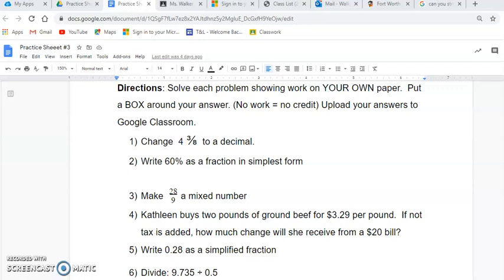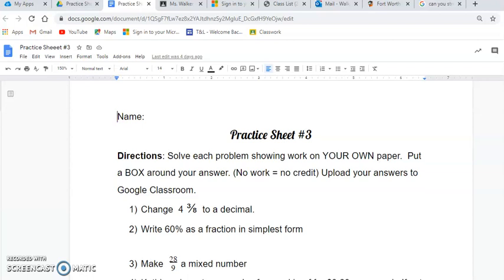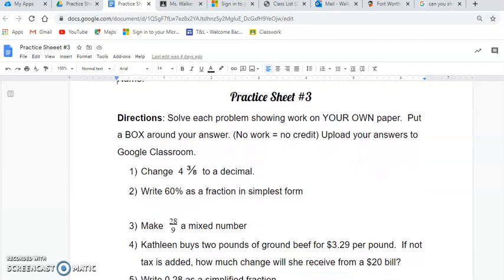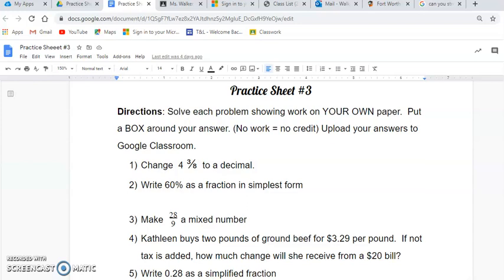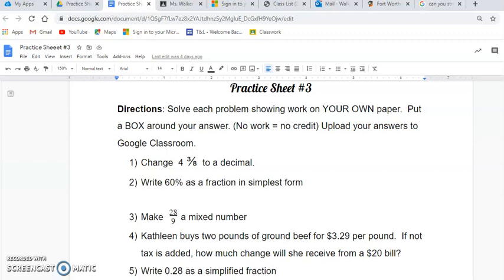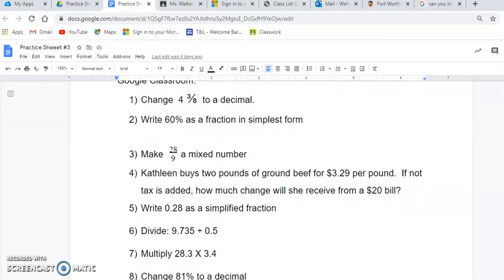So we are starting our second practice sheet, but it's actually practice sheet number 3. As you remember, you want to solve it on your own piece of paper, your own sheet of notebook paper. Do not try to put your answers on here. I mean, you can put your answers on here, but I still need to see your work attached, okay? The reason is because problems like number 1, you have to show work for, okay?